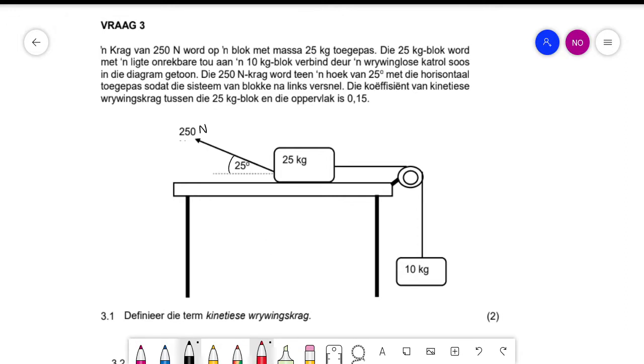There we have that. And then they tell you that this whole system accelerates to the left. Okay, in other words, the applied force is overcoming the gravitational force. You guys understand what I'm saying? Right? That 10 kg block is weighing it down through gravity, but the applied force is going to overcome that because it is actually accelerating to the left.